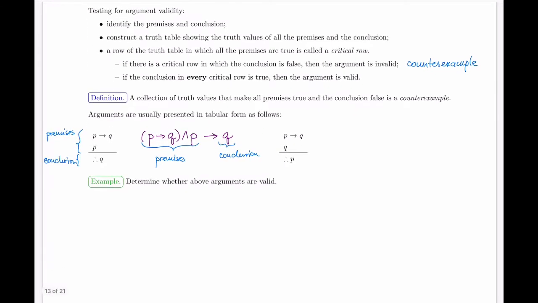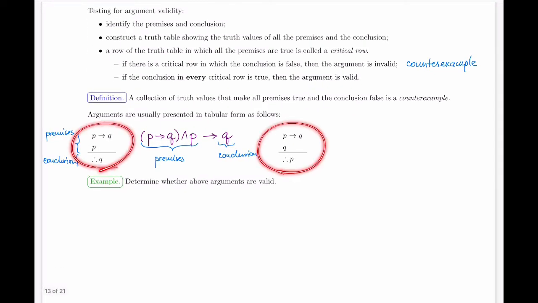Next, let's figure out whether these presented arguments are valid or not by following the above stated procedure for testing argument validity. So let's start with this one. We've identified the premises and the conclusion. I have two premises, one conclusion. Normally you only have one conclusion. We're going to construct the truth table for this entire expression.